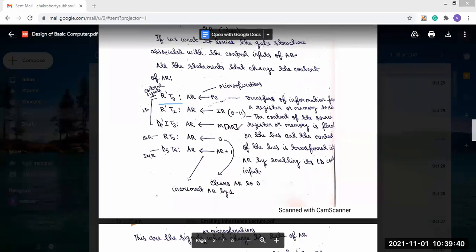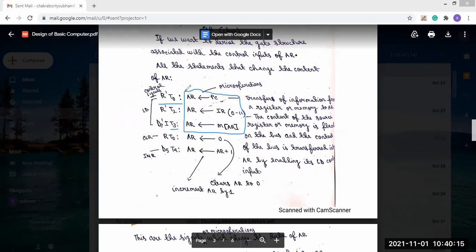The content of the source register or the memory is put on the bus, and the content of the bus is transferred into the address register. That means the address register goes to the memory, and whatever value is stored in that memory location is transferred into the address register at T3 timing signal. So D7 I' T3.